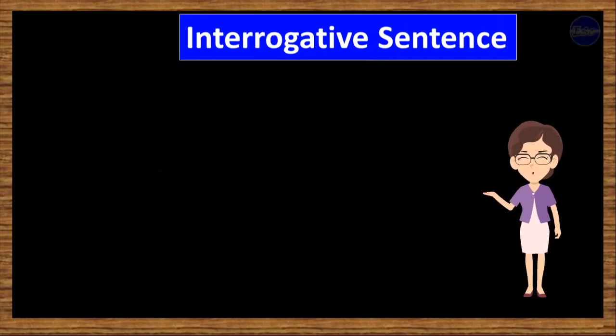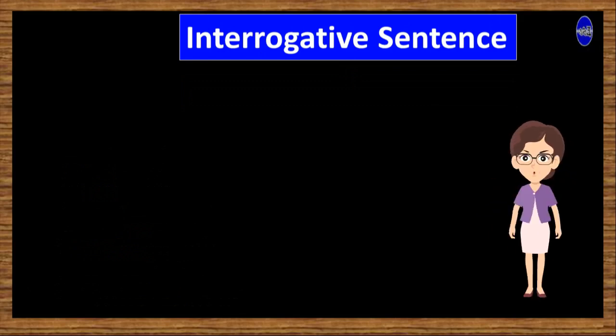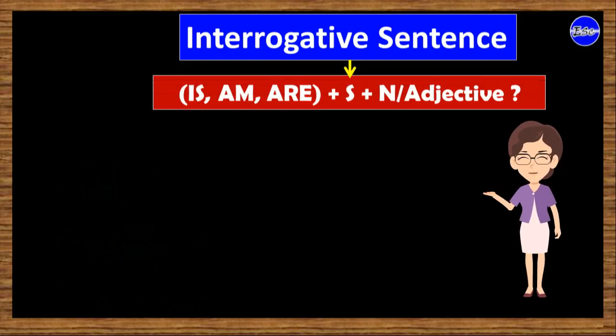And if we want to make simple present tense in the form of interrogative sentence, then we put to be in the beginning of the sentence, as the formula is am, is, are, plus subject, plus noun or adjective, plus question mark. For example, am I the doctor?